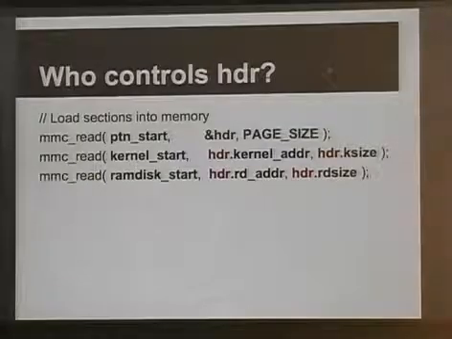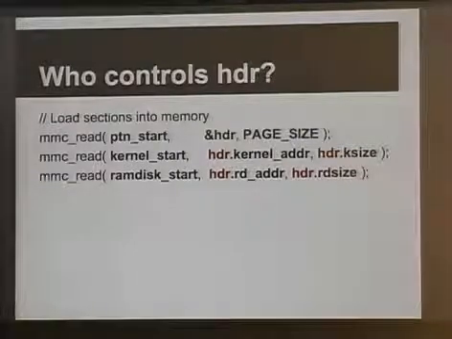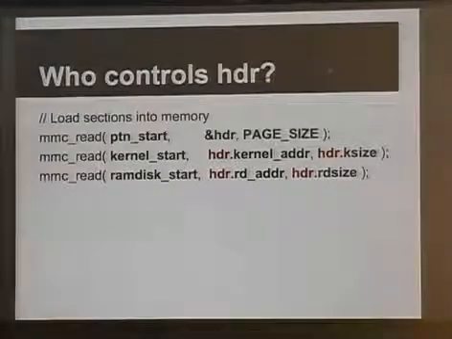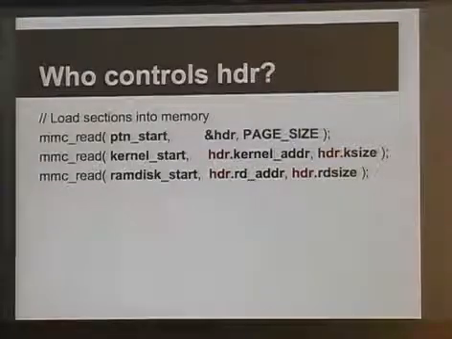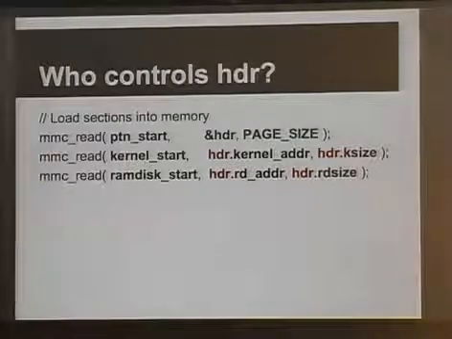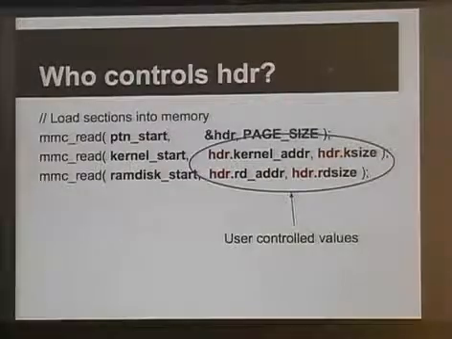So that header that it reads, who controls that? Well, you do. It's on the disk. You can write to the disk. And then what does it do for the second and third read? It uses information from that header to control where and how much data is loaded into memory. So it's only going to load the kernel to wherever you say to load the kernel. It's only going to load the RAM disk to wherever you say. So we can abuse that because these are user-controlled values.